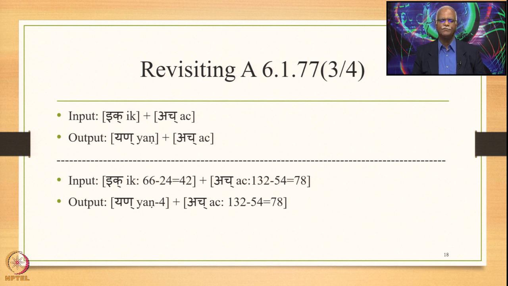So now we have input ik plus ach. Ach is the right-hand side environment, ik is the substituent, and ik is substituted by yan, and this is the output. This can be rewritten as ik, 66 minus 24, and we have only 42 varieties now. Ach, 132 minus 54, so we have 78 varieties over here, and this is an input. And the output would be yan 4 and ach 78.